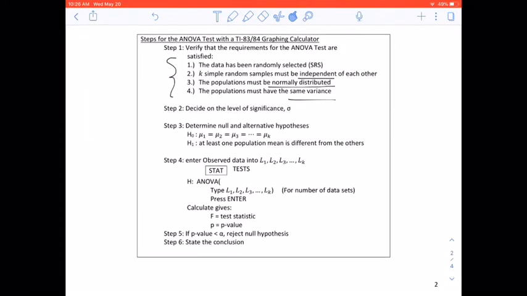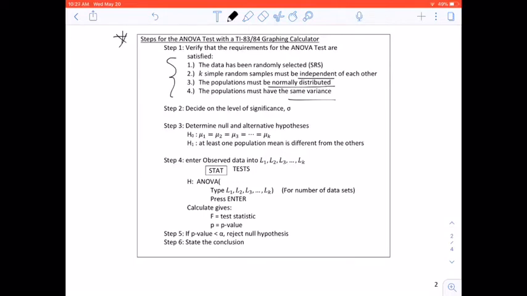At this point we don't have all that information written in the word problem, so we would have to be provided more information in order to go ahead and do this problem. Okay, right below this box, give that a star, it says steps for the Anova test with a TI 83 or 84 graphing calculator.